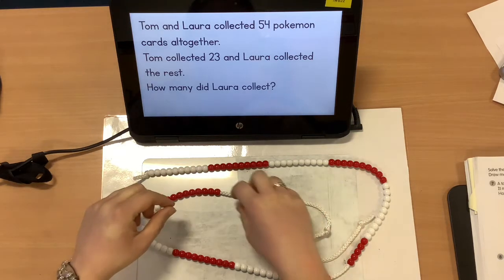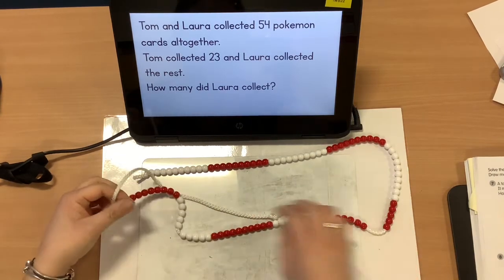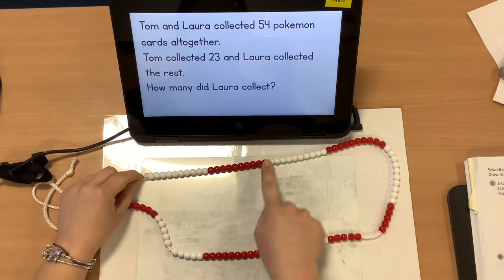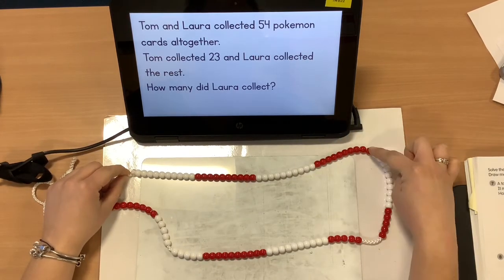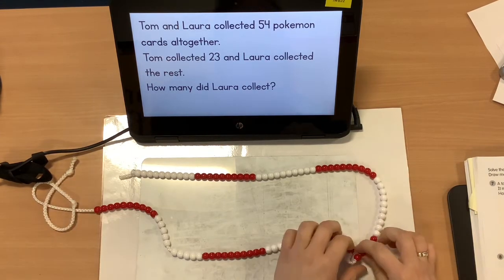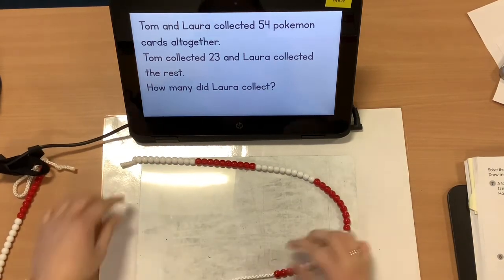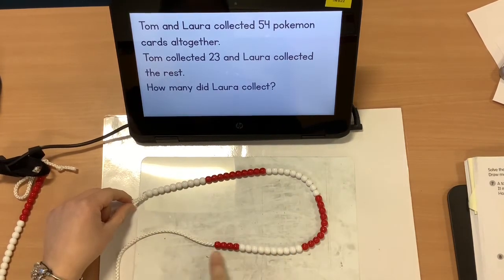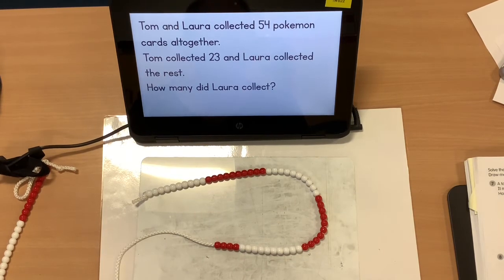So we make 54 on our bead string. So we need to make sure that we have 10, 20, 30, 40, 50, 4. Now move the rest of the beads away. So this part of my bead string represents 54 Pokemon cards, and that is how many Tom and Laura collected all together. Now the second part of my problem says that Tom collected 23 and Laura collected the rest.